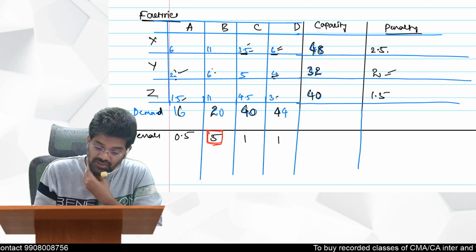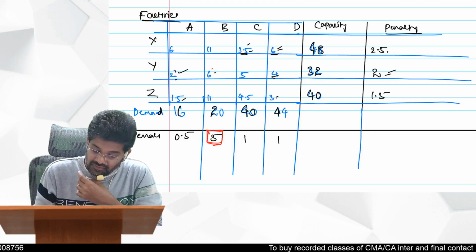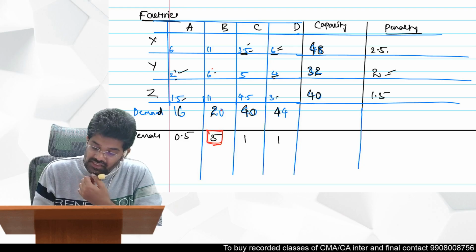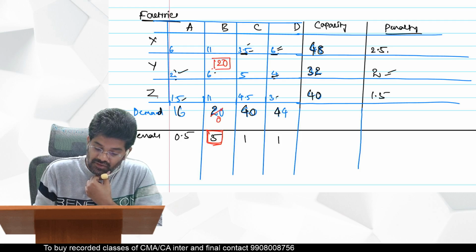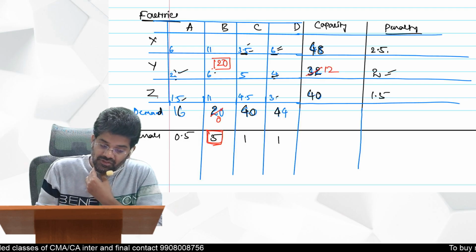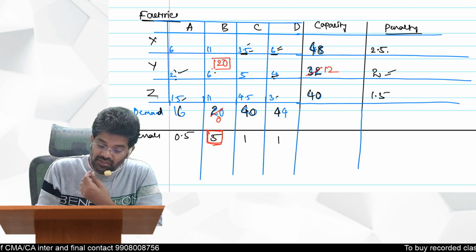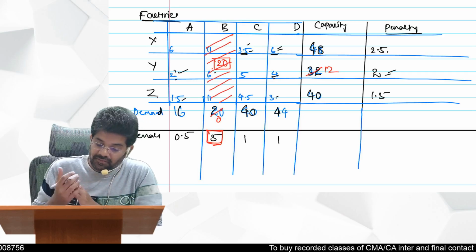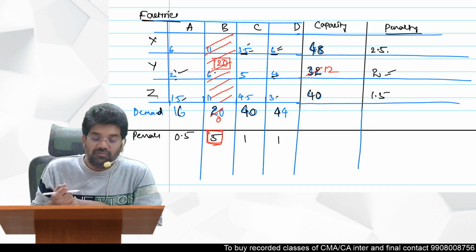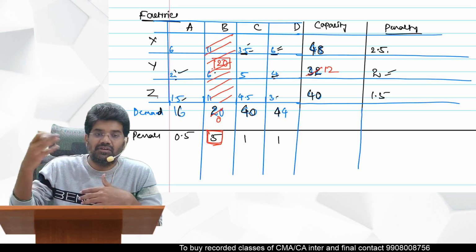So what is the maximum possible quantity here? 20 or 32, whichever is lower. So 20 we can allocate. So this will become 0. This will become 32 minus 20, which is 12. So now we have to strike this off because it got exhausted. Now, why are we striking off? This should not be considered for calculating penalties again.